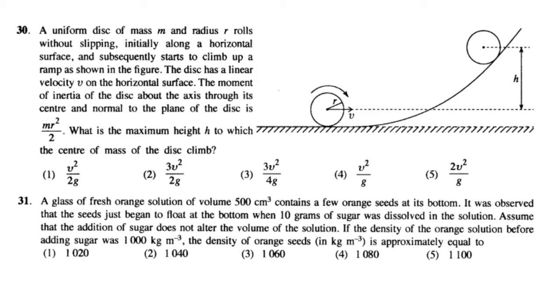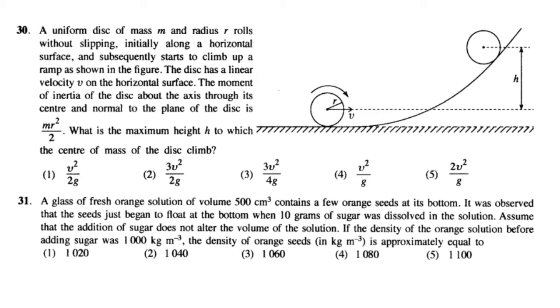Then omega is not given here. So we know v equals R omega. So omega is v over R and I is given as mR squared over 2. So we substitute this in half I omega squared. Then you get rotational kinetic energy is mv squared over 4. Then while it's rotating, it moves horizontally along the surface. So linear kinetic energy is half mv squared. Then total kinetic energy is the addition of those two.